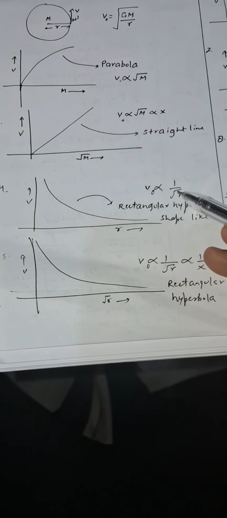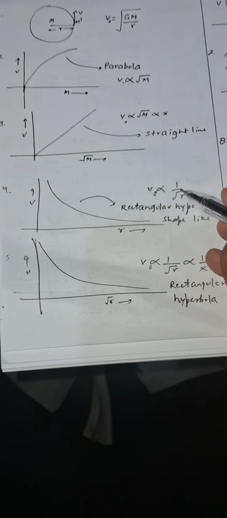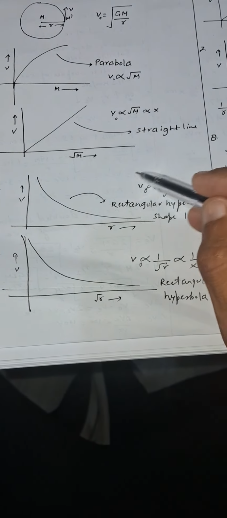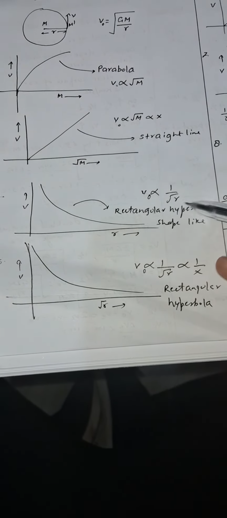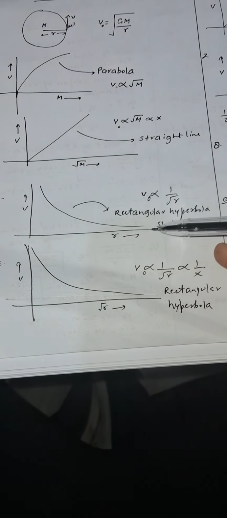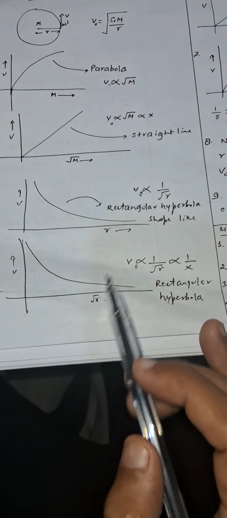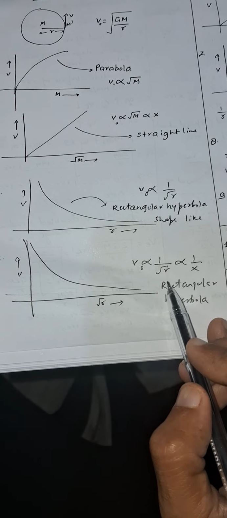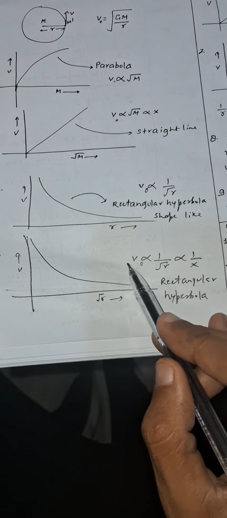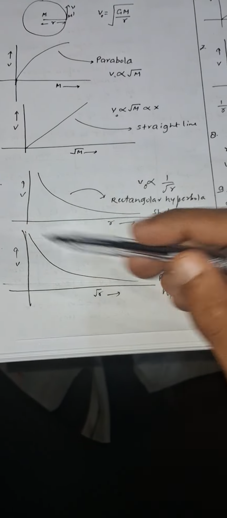Then we have a relation with the distance. As we can see over here, v0 is proportional to 1 by root r. That means the graph will have a shape like a rectangular hyperbola. So it will be like this. However, if we draw a graph between v0 and 1 by root r, we suppose that root r is equal to x here. So we have v0 proportional to 1 by x. So the graph will be a rectangular hyperbola exactly like this.